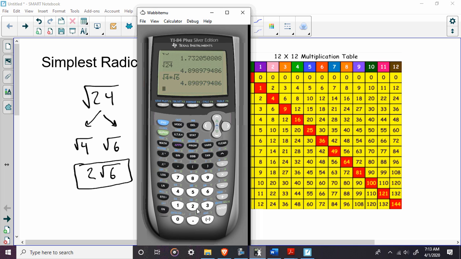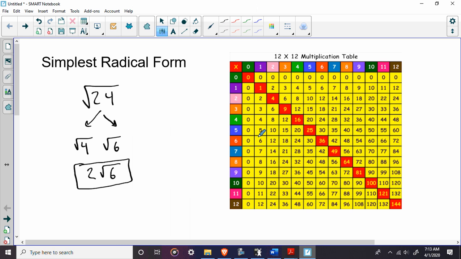Okay? Just to check your work, 2 times radical 6 is that same number. Okay? So there's always an easy way to check your answers. So there's really no excuse if you have a calculator nearby to get any of these wrong. Okay? So I'm going to go through a few of those, and then I'm going to tell you about a couple snags you guys might hit along the way. Okay? So let's pick up another couple numbers.